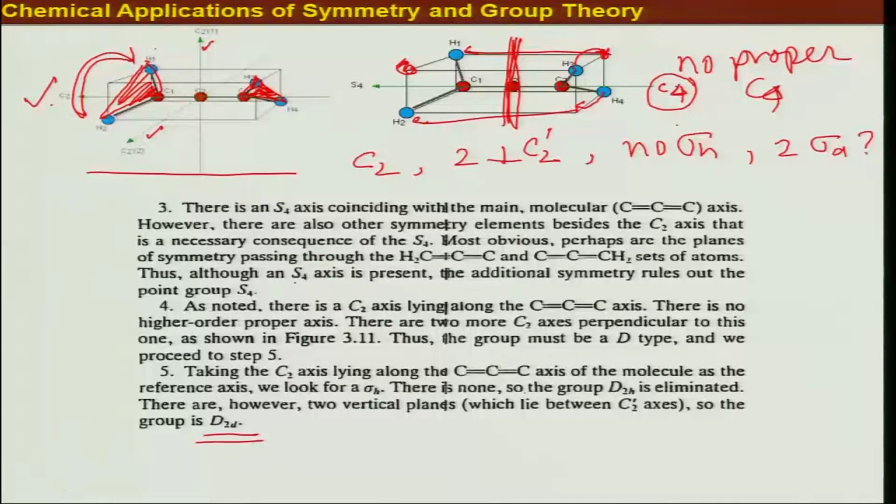It will be a little difficult, I will not say impossible, if you just draw CS2 and try to find out S4. So, this particular way of drawing here really helps you in finding out this S4 axis. Okay. So, I will give you another few quick examples.